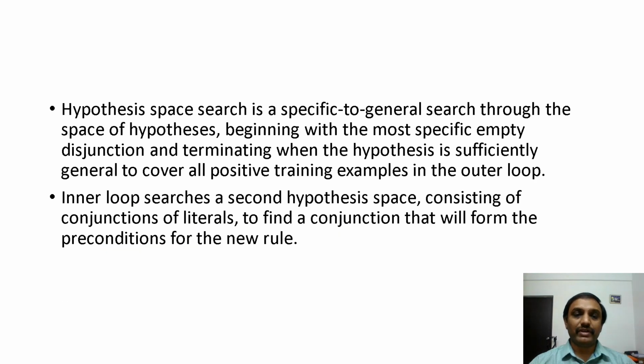Here, how are you performing the hypothesis space search? The hypothesis space search is a specific to general search through the space of hypotheses, beginning with the most specific empty disjunction and terminating when the hypothesis is sufficiently general to cover all positive examples in the outer loop. Next, the inner loop searches a second hypothesis space. What does it consist of? It consists of conjunctions of literals, to find a conjunction that will form the preconditions for the new rule.